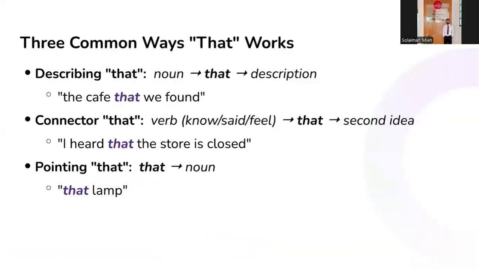So what are the three common ways that can work? Let's give each one a simple name based on what it does. First, there's describing that. This is when that comes right after a noun to describe it, like the cafe that we found. The word that is describing which specific cafe you mean.